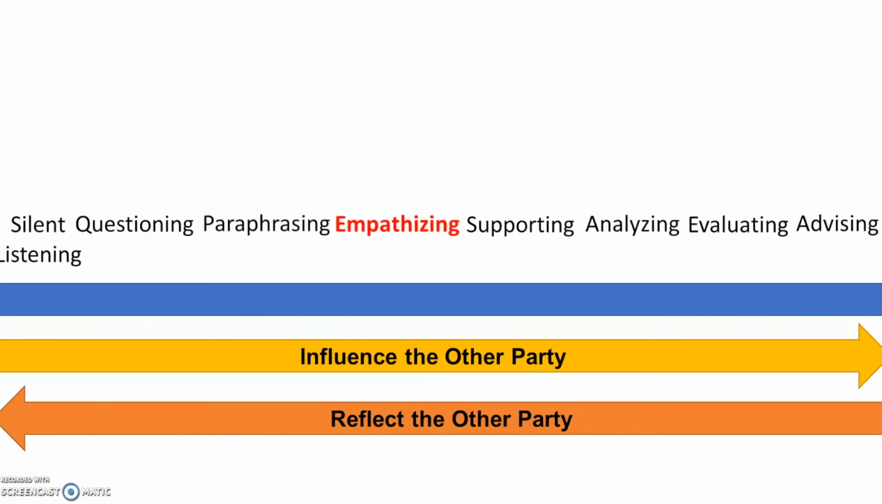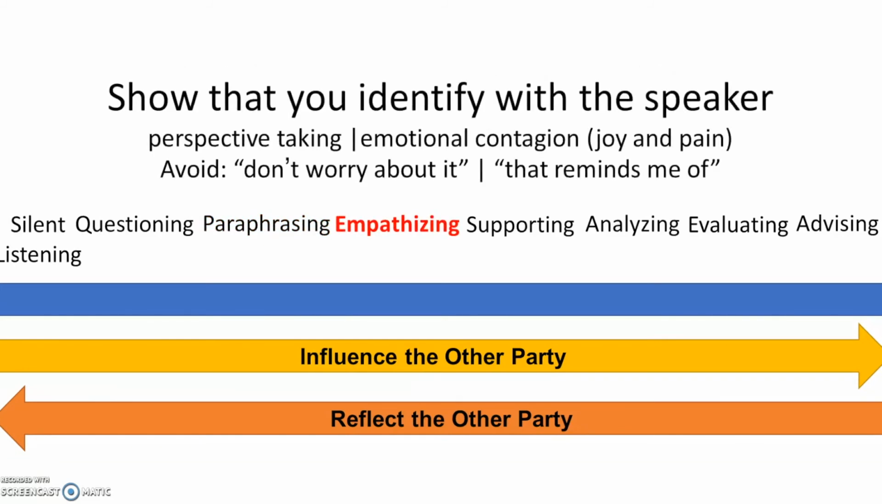Empathizing goes beyond just reflecting the messages being sent to demonstrating that you actively identify with the speaker. This includes both perspective taking, that is, coming to see the situation from the speaker's perspective, and emotional contagion. This means that you actually emotionally feel what the speaker is feeling, regardless of whether the emotions are joyful or painful. This also means that you avoid dismissing the speaker's perspective by avoiding statements that diminish their experience or redirect the flow of conversation back to you.